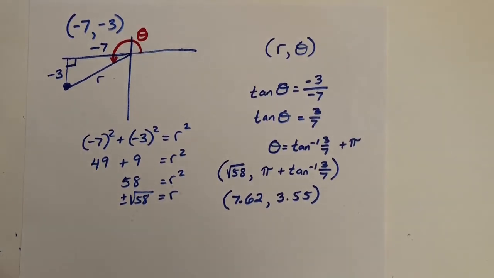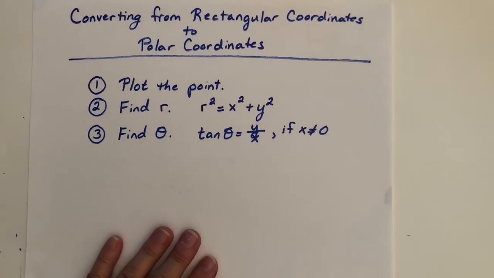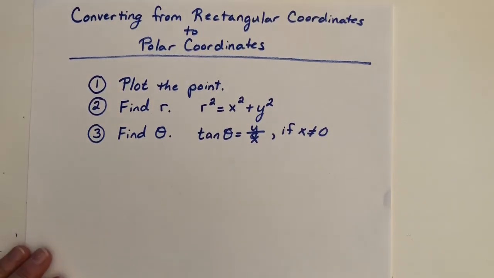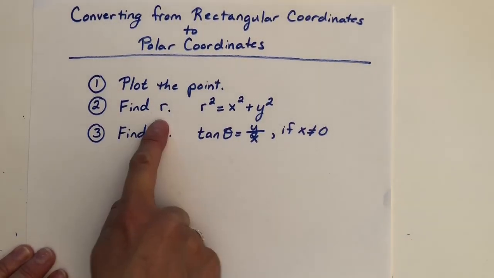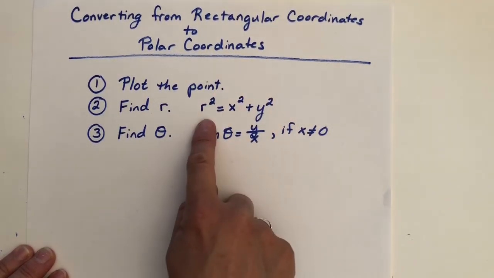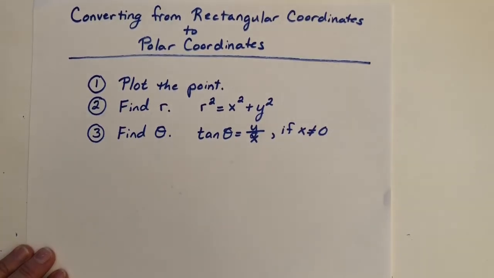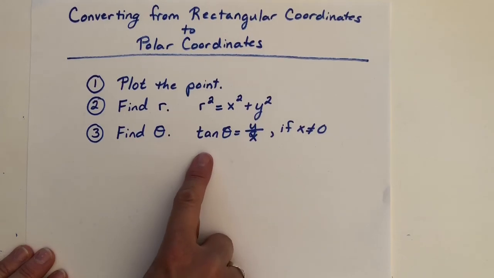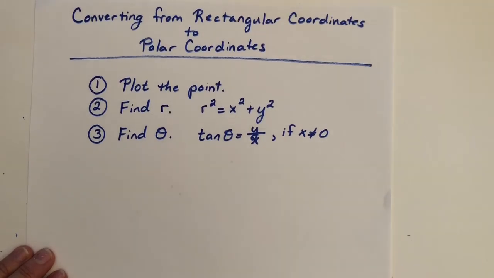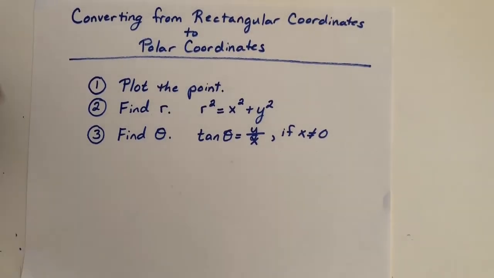So let's summarize what we've done, and we've done it for numerous problems. Here's how we convert from rectangular coordinates to polar coordinates. Plot the point. Notice we did that each time. Find r. Always you'll have the Pythagorean theorem at your disposal right here. x squared plus y squared equals r squared. And we need to find theta. Tangent of theta always equals y over x, assuming that x isn't equal to 0. But if x were 0, you can just draw a picture and find the value pretty easily.